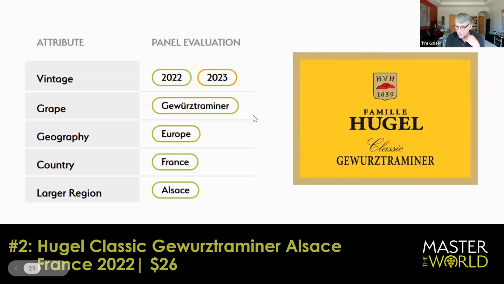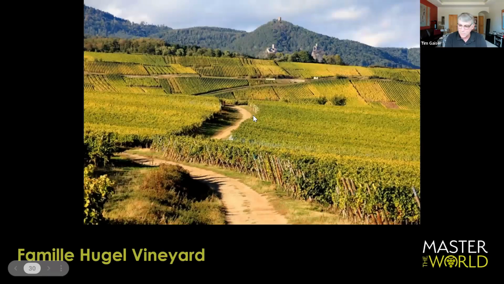Jerry is saying sometimes an oily texture. Yes, Jerry, this has an oily texture. It really does. It's round, it's rich, it's unctuous. When I smelled it, you'd expect more residual sugar, right?